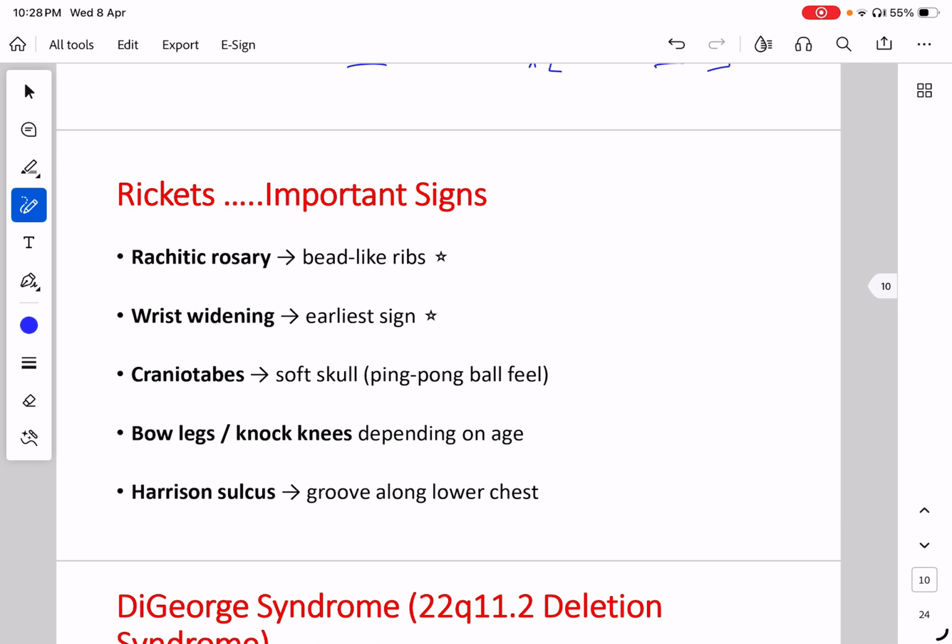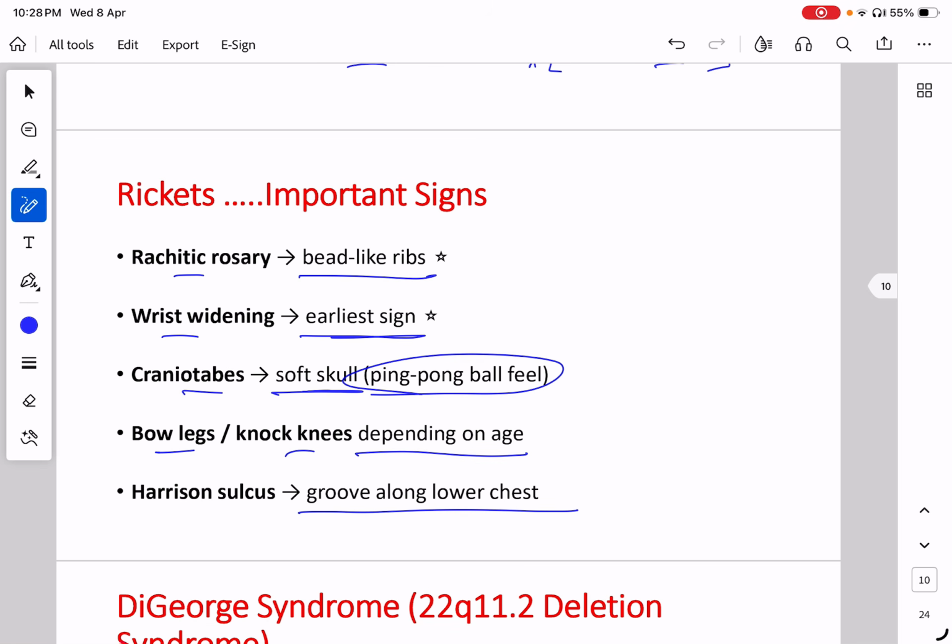Now, a few important signs of rickets. Just remember what is rickety rosary, bead-like ribs. Wrist widening is the earliest sign usually seen. Craniotabes is a soft skull, that is ping pong ball feel. Bow legs and knock knees depending on age, and Harrison sulcus, a groove along the lower chest.